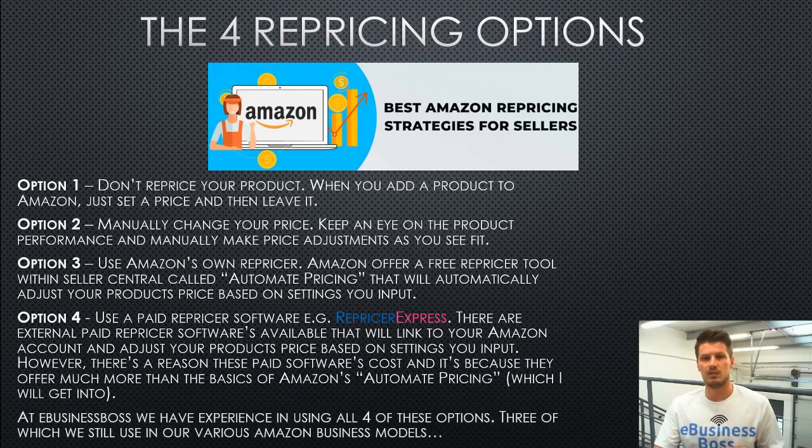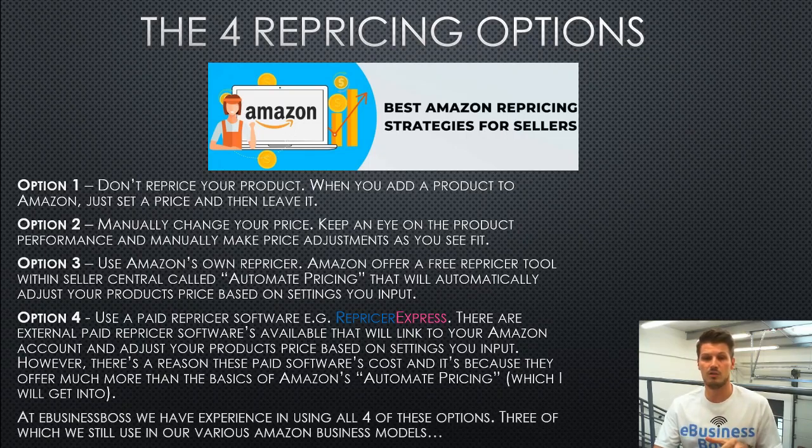Option two is where you might manually change the price of your product. So there you are, you're checking your prices, you're keeping an eye on the performance of the product, and then manually making price adjustments until you get to a point where you're happy or the sales start to become more consistent again. Option three is to use Amazon's own repricer software. Amazon have their own repricer called Automate Pricing, and this will automatically adjust your product's price based on certain settings that you input within their system. So that's option three, and that's free.